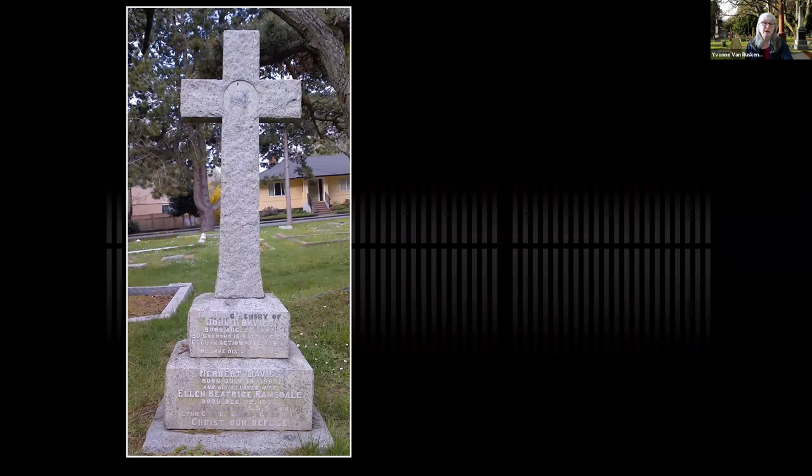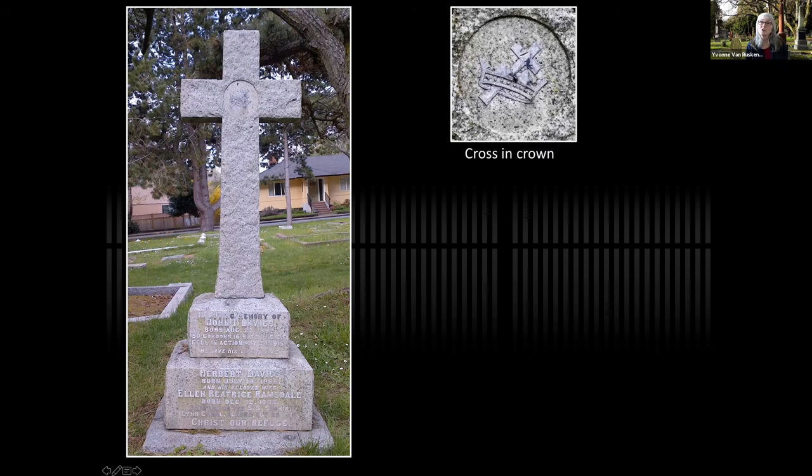Now, of course, another very common Christian symbol is the cross. This particular one is a simple gray granite cross. This is, I think, probably the most common cross that you'll see in Ross Bay Cemetery. It's a rough-hewn gray granite. They're plain, but this one happens to have a symbol up here, which is the cross in the crown. This is a symbol of the sovereignty of Christ. That's what the crown gives you, and it's the victory over death. So of course, the cross is a symbol of pain and suffering, but also redemption. And so you get those two combined on that.